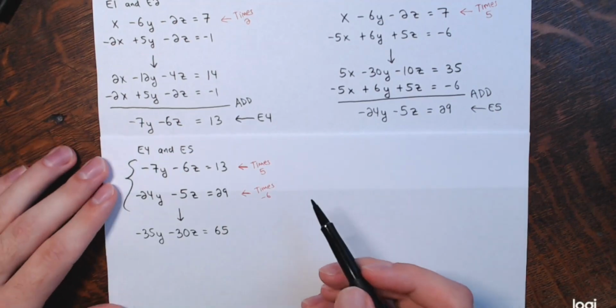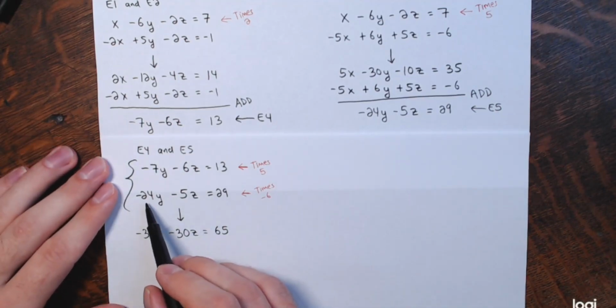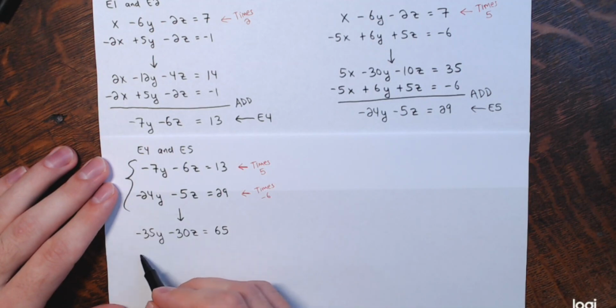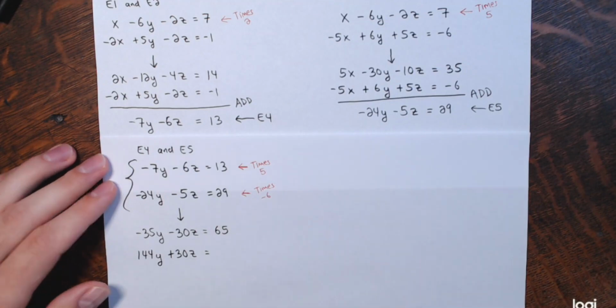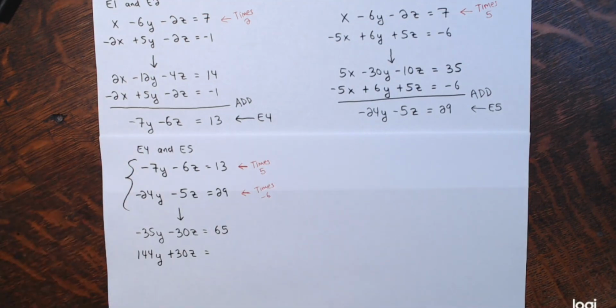Negative 6 times negative 24 would be positive 144. So 144y plus 30z equals, and then negative, and then let's see, 174. Negative 6 times 29, that's 120 and 54. So negative 174.